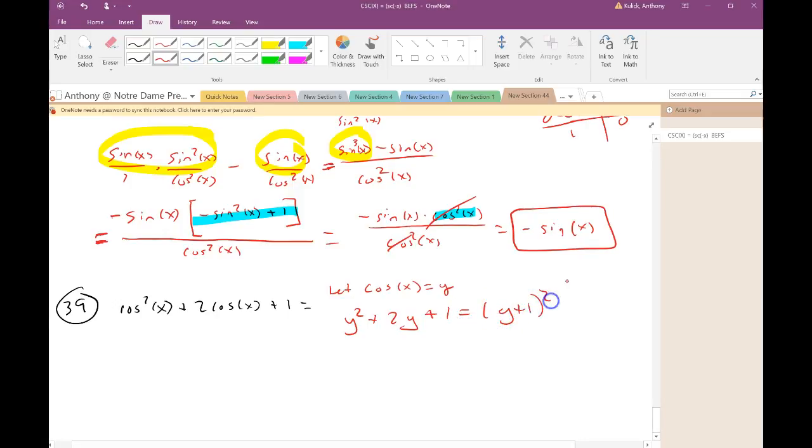That's just y plus 1 times y plus 1, or y plus 1 squared. And then I can just put the cosine x back in the place of y. And I have a nicely factored thingy-majigger. Everybody okay there?